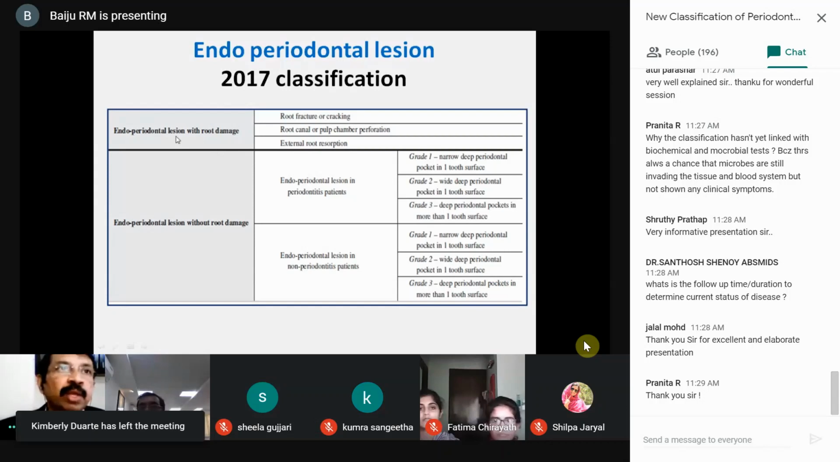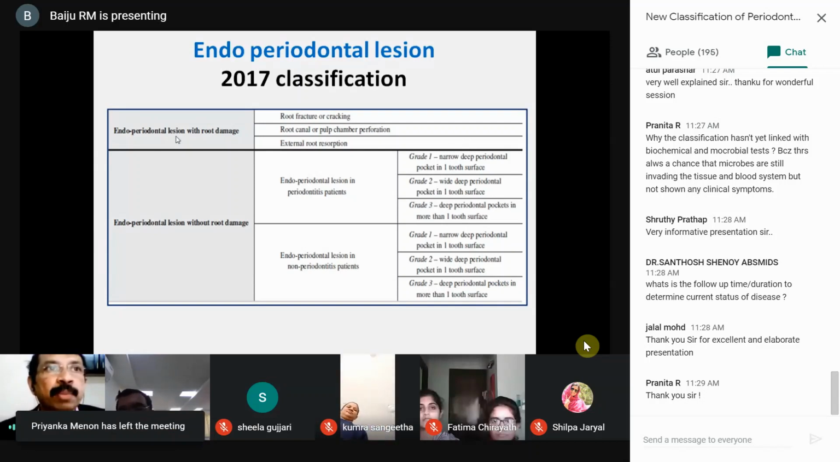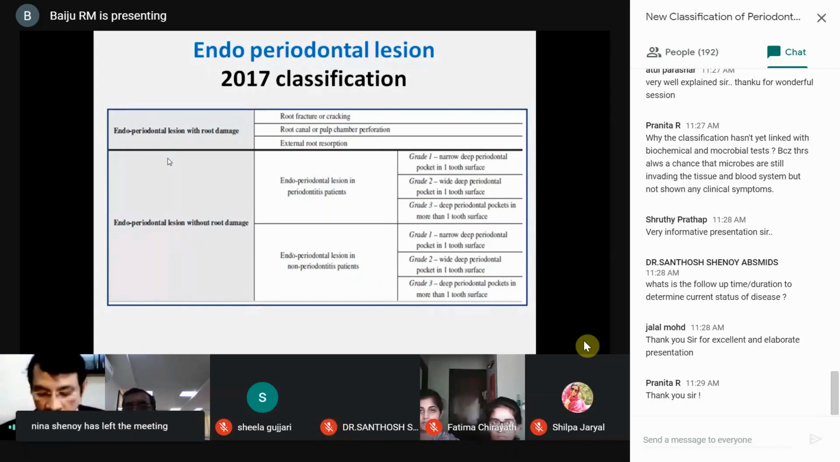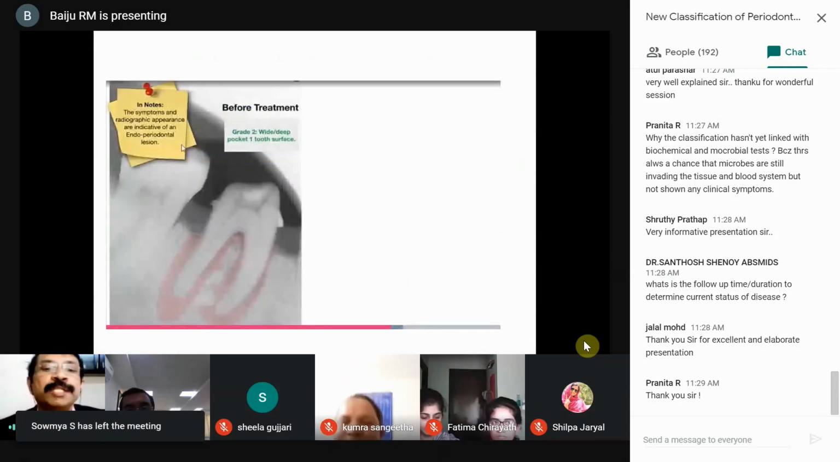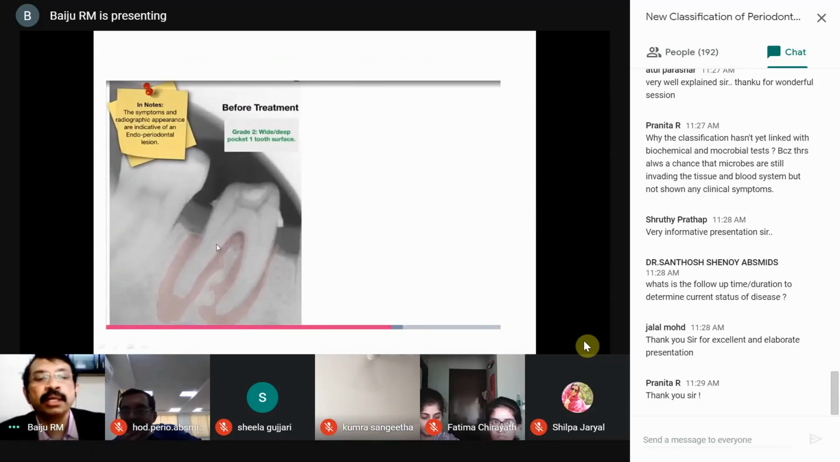So essentially, when you get a patient with an isolated site of deep periodontal pocket going to the apex of the tooth, and the tooth is showing no response or an altered response in pulp testing, or the radiograph shows that the tooth is root canal treated, or you find any evidence of crack or perforation, you can directly assign the diagnosis of endo-periodontal lesion. And based on whether there is root damage or not, you say it is associated with root damage or not. And based on whether periodontitis is present in the rest of the mouth, the diagnosis is in a periodontitis patient or non-periodontitis patient. So when you see such a patient, you try to assign the grade.